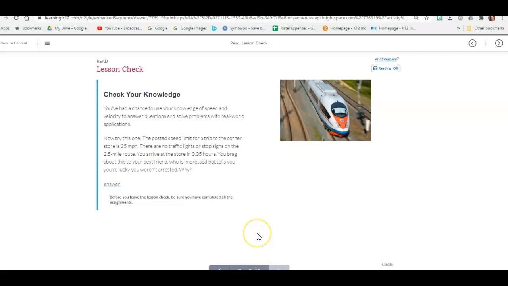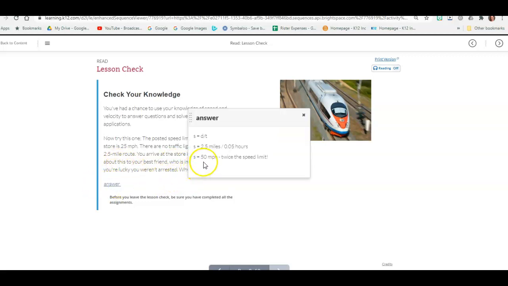Now try this one. The posted speed limit for a trip to the corner store is 25 miles per hour. There are no traffic lights or stop signs on the 2.5-mile route. You arrive at the store in 0.05 hours. You brag about this to your best friend, who is impressed but tells you that you're lucky you weren't arrested. Why? So if you were to figure out the distance over time, you'll know that you were going 50 miles an hour, which is twice the speed limit.